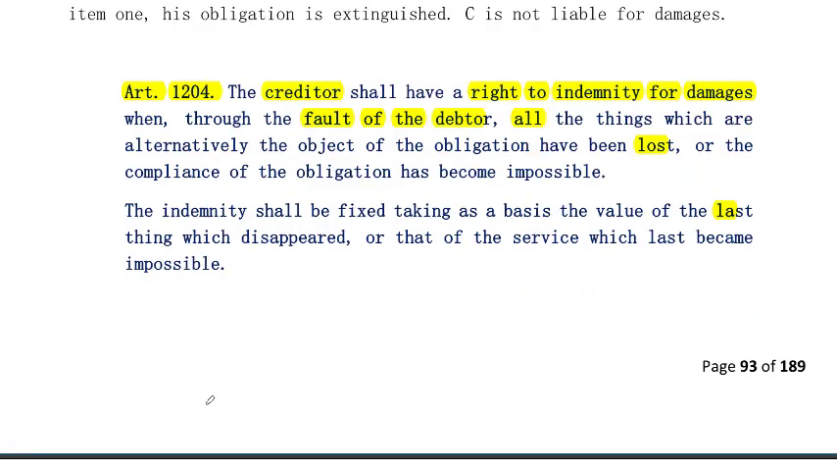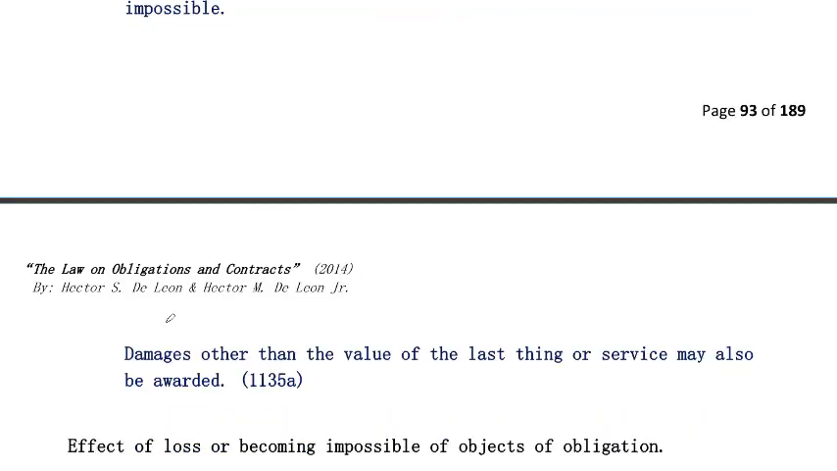Let's proceed now for 1204. Under 1204, the creditor shall have the right to indemnity for damages when, through the fault of the debtor, all the things which are alternatively the object of the obligation have been lost, or the compliance of the obligation has become impossible. The indemnity shall be fixed taking as basis the value of the last thing which disappeared, or that of the service which last became impossible. And then damages other than the value of the last thing or service may also be awarded.